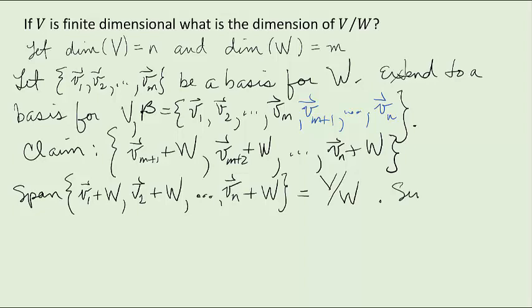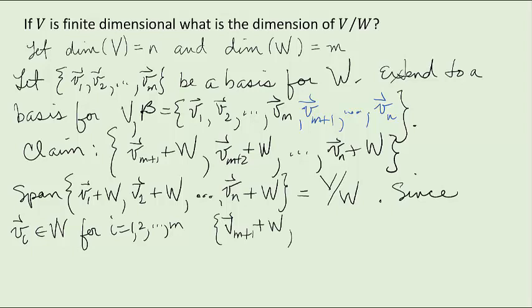So we can say, since v sub i is in W for i equals 1, 2 up through m, and W is the identity, the zero vector so to say, for V mod W, we know that v sub m plus 1 plus W up to v sub n plus W, we know that this spans, let me write span back here, sorry, that the span of that smaller set of cosets is definitely equal to V mod W.